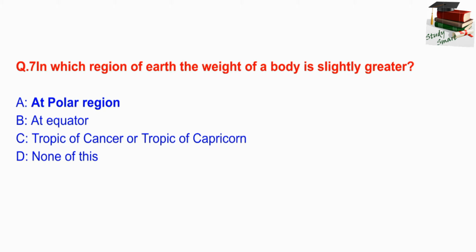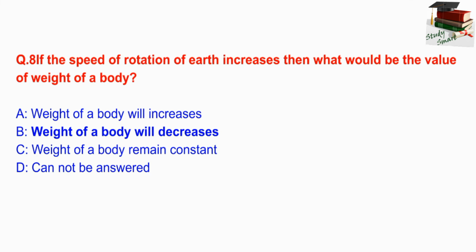Next question, in which region of Earth is the weight of a body slightly greater? The right answer, at the polar region. Next question, if the speed of rotation of Earth increases, then what would be the value of weight of a body? The right answer, the weight of the body will decrease.